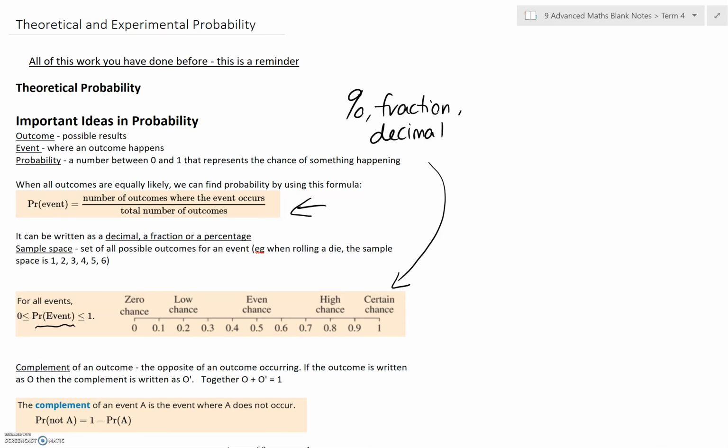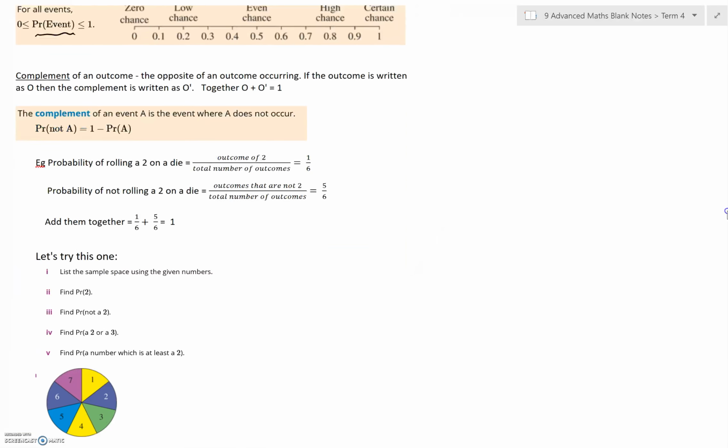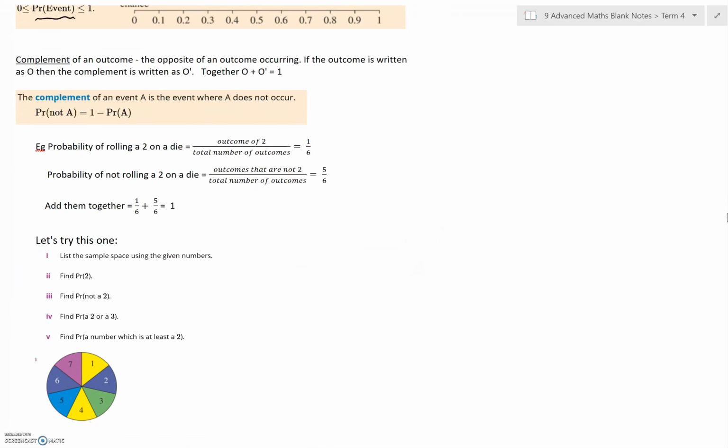Okay. Now, some other terms: complement of an outcome. So what that is, is the opposite of the outcome actually occurring. So if you write it as O for outcome, then the complement is written as O dash. See that little dash next to it? And the value of this is together they add to 1. So if we think about that, the probability of rolling a 1 on a die and the probability of not rolling a 1 on the die are all possible outcomes for that event. So together, their probabilities equal 1.